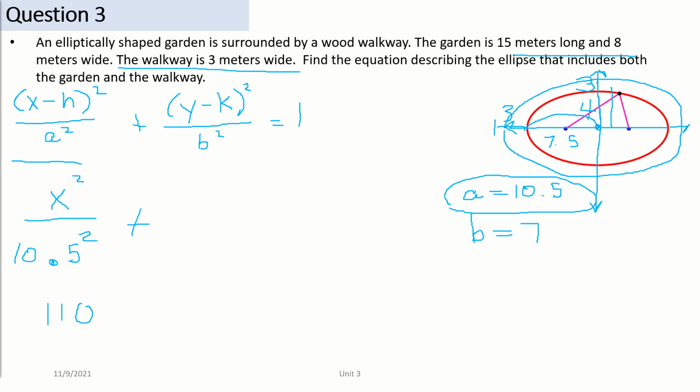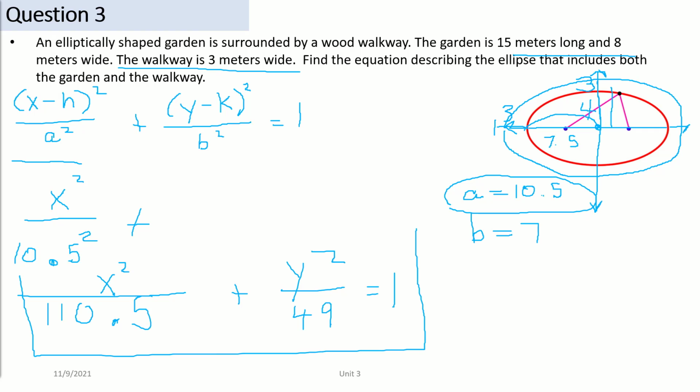And let me see what we get. It's 110.25. I didn't get that written down correctly. Try to remember to go back and fix that. Plus y squared over 7 times 7, and 7 times 7 is 49, equals 1. And that would be the equation of the ellipse. Just remember to put 110.25.